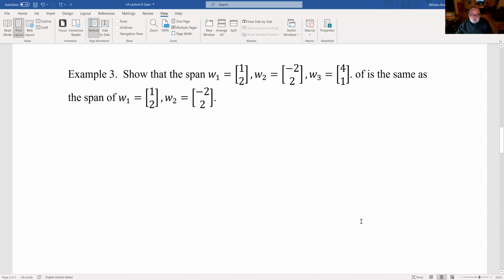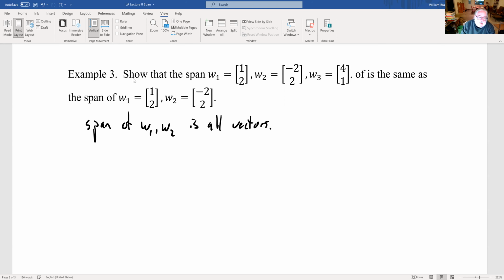Okay, so why is the span of W1, W2, and W3 the same? This shows that the span of W1, W2, W3 is the same as the span of W1, W2. Well, we already know that W1, W2 span the plane, so in particular, W3 is equal to something times W1 plus something times W2. I had that written down here somewhere, what that was.